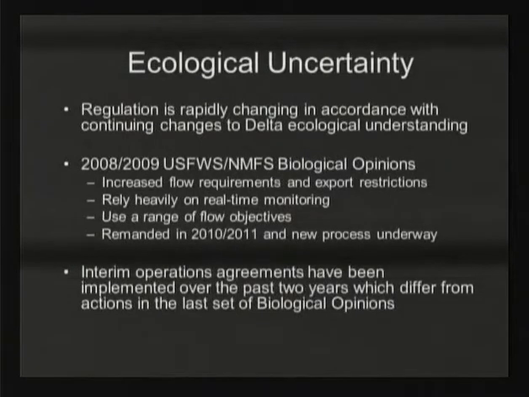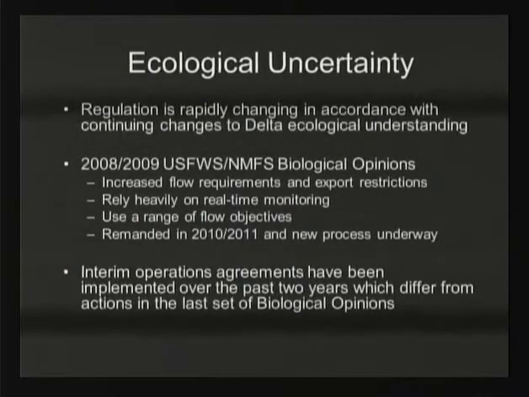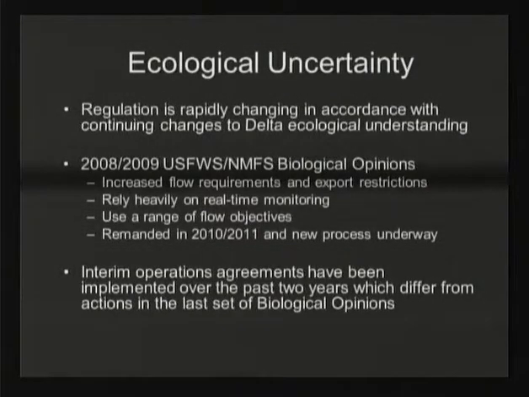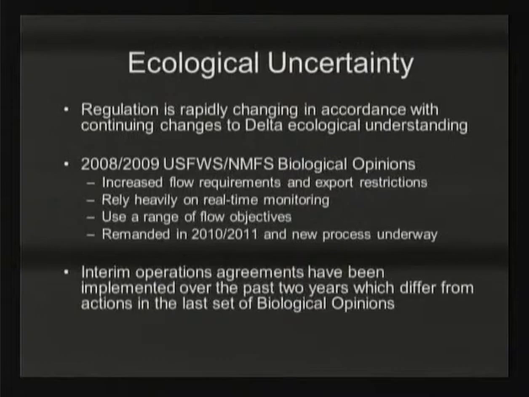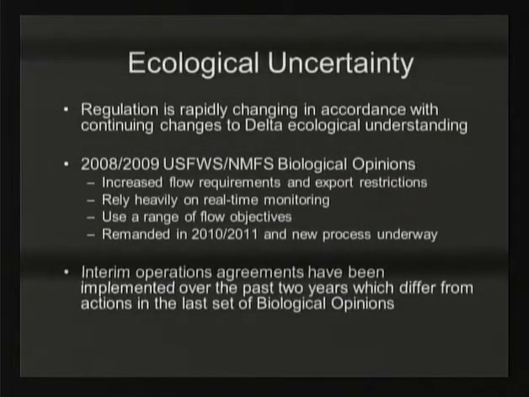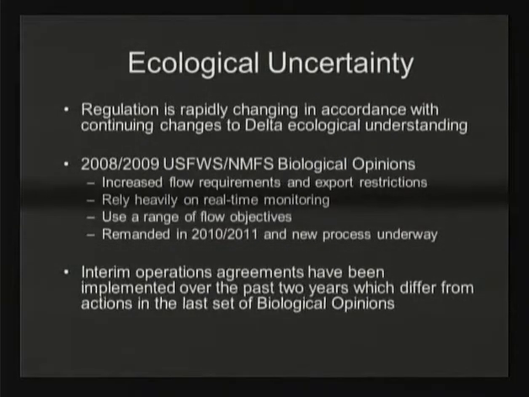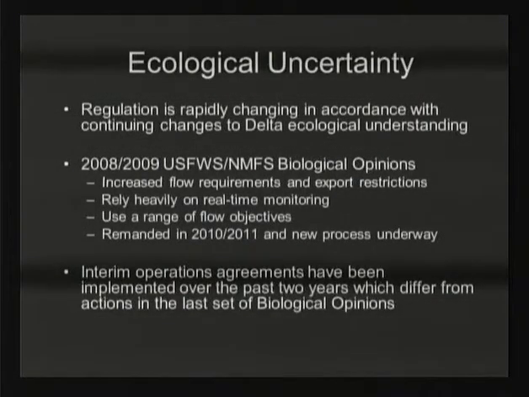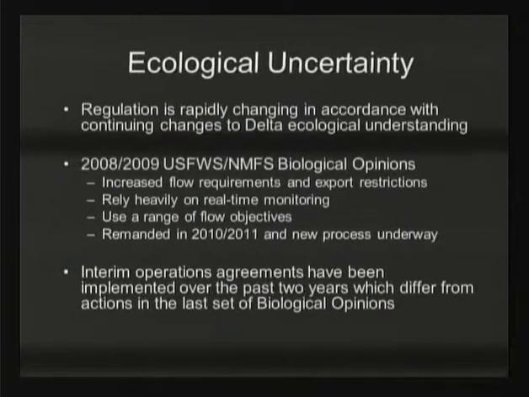In the past couple of years, there have been interim operating agreements between the projects and the fishery agencies, and we have implemented actions that have differed from the actions described in the biological opinions. An example would be the Fall X2 action of last year, which was a preliminary injunction on operating to the criteria as written in the biological opinion. It turns out, as you saw in some of the slides, that the way the hydrology came in last year, we actually came pretty close to meeting the objective, but that was really because of the unique characteristic of last year's hydrology.